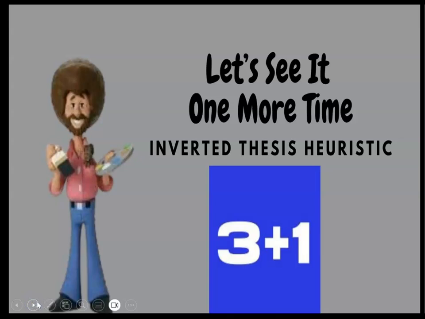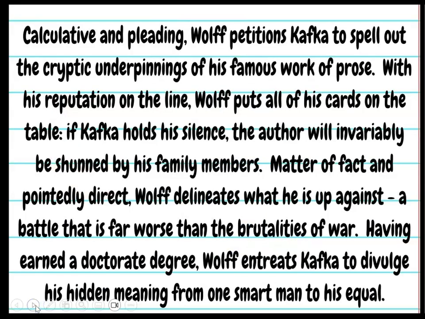So let's see one more. Again, we're going to go 3 plus 1. Calculative and pleading, Woolf petitions Kafka to spell out the cryptic underpinnings of his famous work of prose. With his reputation on the line, Woolf puts all of his cards on the table. If Kafka holds his silence, the author will invariably be shunned by his family members.